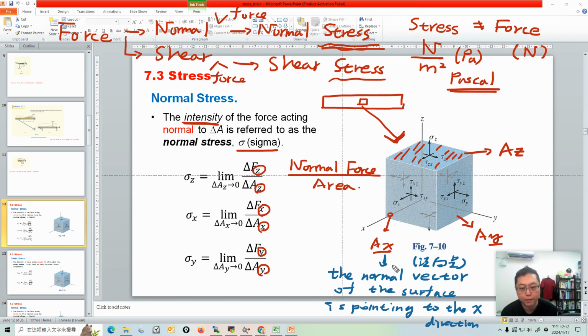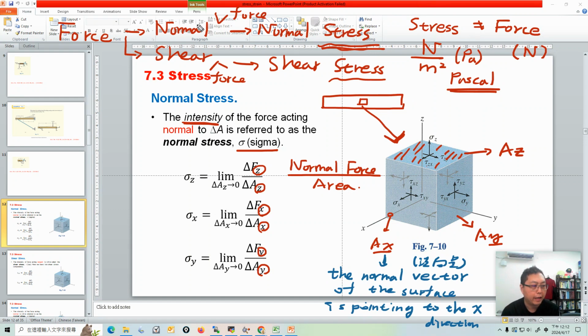So when you are trying to calculate the normal stress, be careful: the direction of force and the direction of the area must be the same. That's called normal stress.